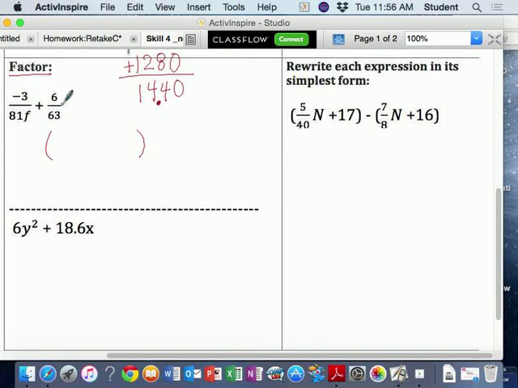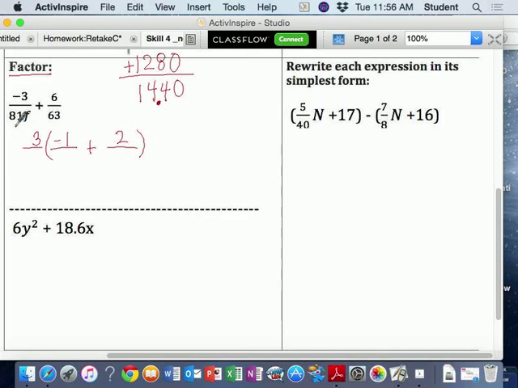Well, a common factor would be a 3. So what times 3 would make a negative 3? Well, a negative 1, because negative 1 times 3 would be negative 3. Plus, now what times 3 would make 6? Well, 2. So now I can move on to my denominators.